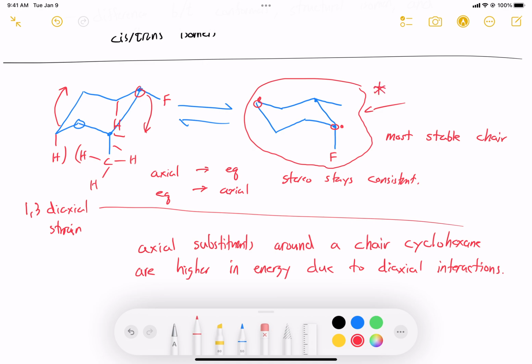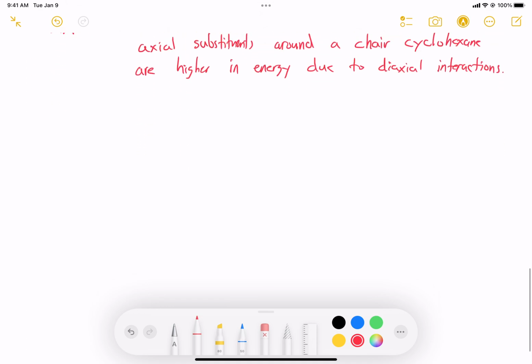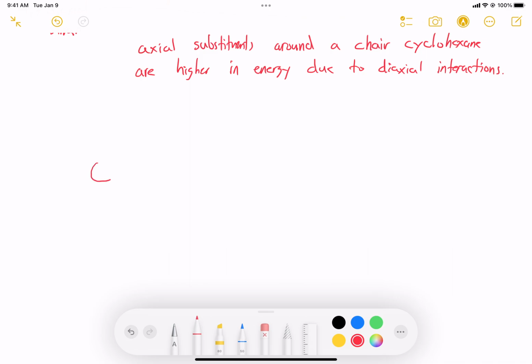Okay, let's go on. So remember, for Newman projections, the staggered form is always going to be the more stable form than eclipsed. Okay, so that's just something we should remember.